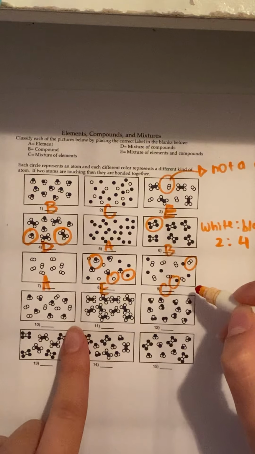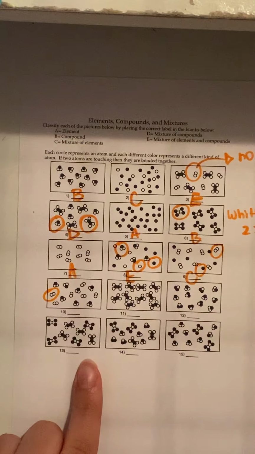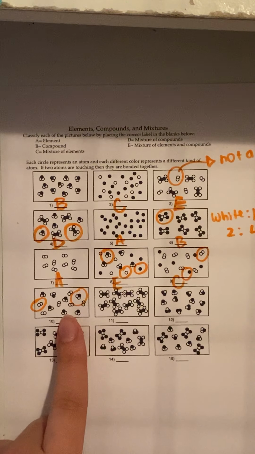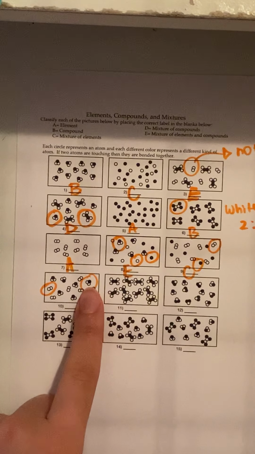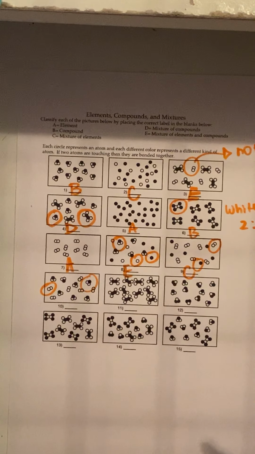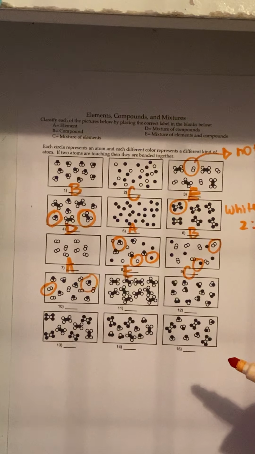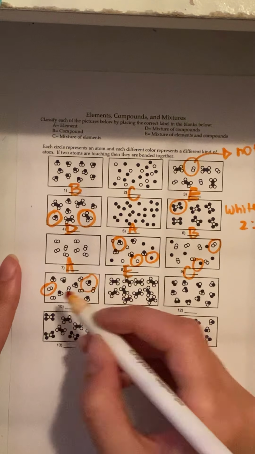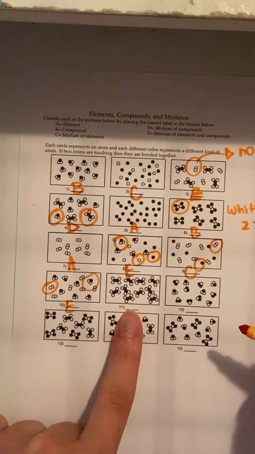Okay, number 10, let's see, we have one element here, we have a compound there, and they all look to be about the same, right? 2 to 1, so white 2 and then 1 black. And so because of that, I'm going to say that it is also a mixture of elements and compounds, okay? Because we have 1 element, 1 compound. Okay, moving on to number 11.